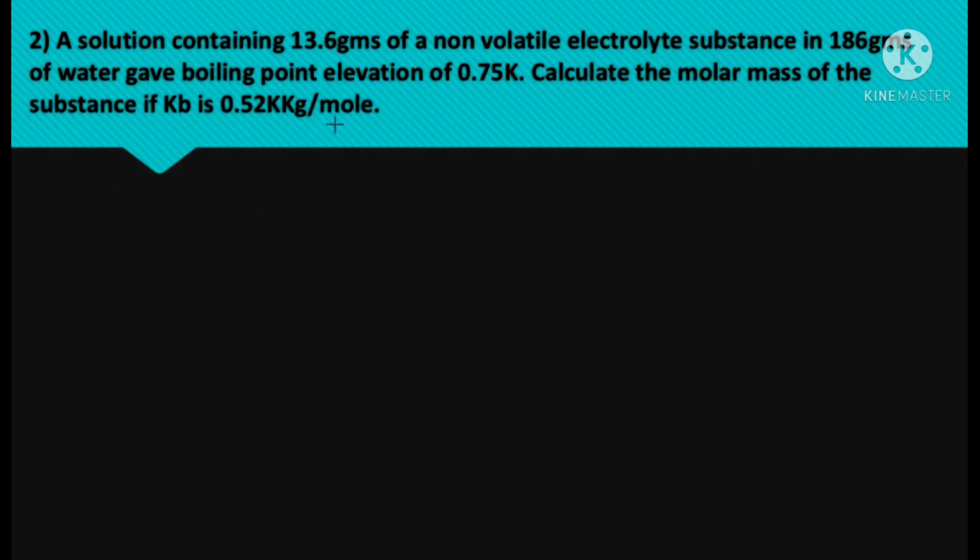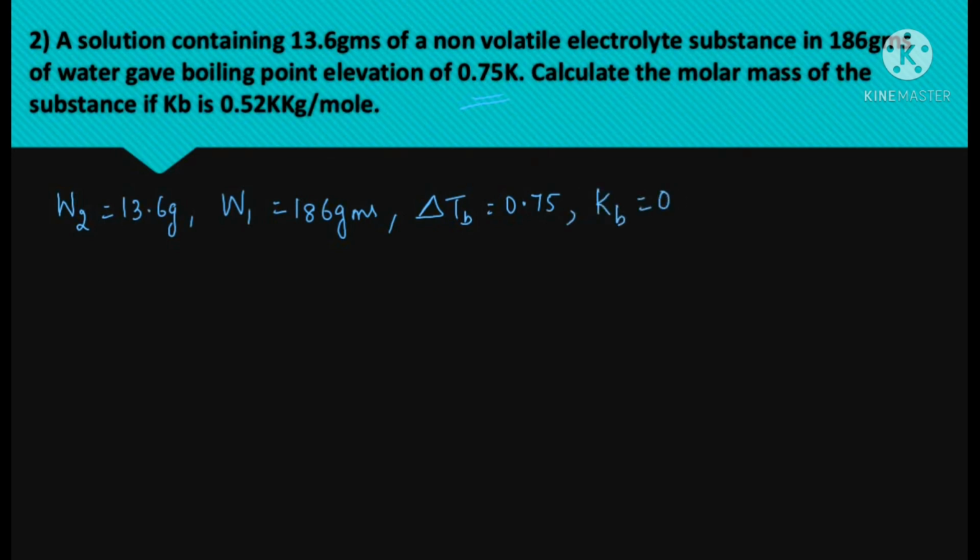Okay, so we'll write the given data first. See, weight of the solute is given, W2 is equal to 13.6 grams, is it not? And weight of the solvent, what is weight of solvent? It is 186 grams. Okay, and delta Tb is also given, right? So delta Tb is equal to 0.75. Okay, and then Kb is also given. Kb is equal to 0.52, Kelvin kilogram per mole. So the unit is Kelvin kilogram per mole, and you are asked to calculate the molecular weight of the solute.